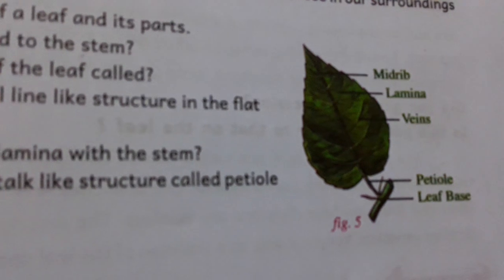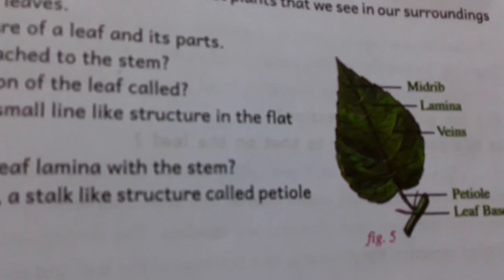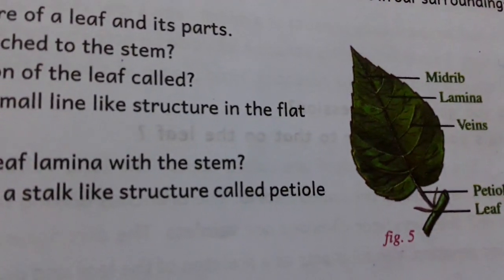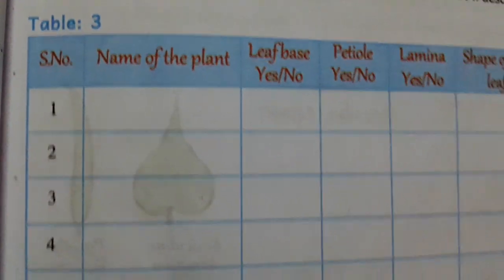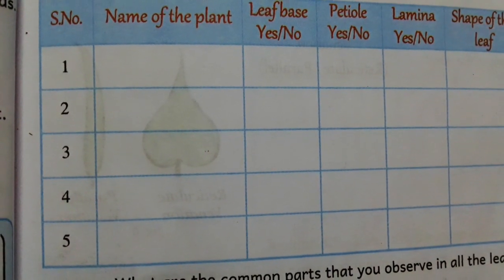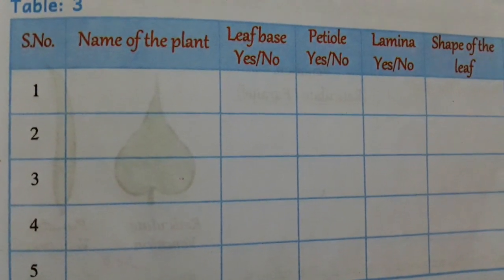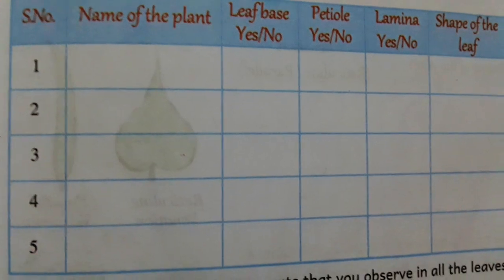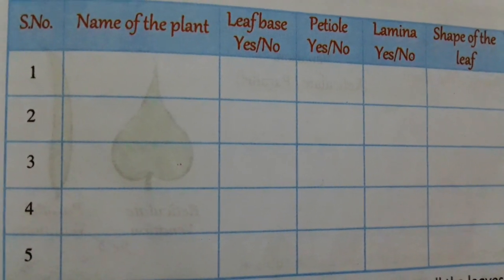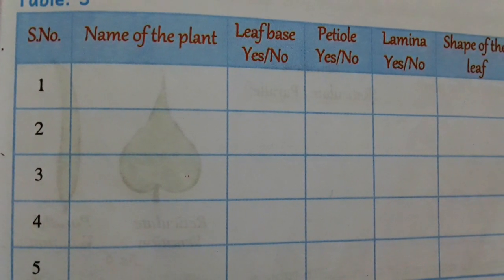Now you have to observe the parts of a leaf. See, leaf blade, petiole, veins, lamina and midrib. These are the basic parts of the leaf, and in your textbook they have given table 3. You have to write the name of the plant, and if it contains a leaf blade you write S, if it contains a petiole you write S, if it contains lamina you write S, and you mention the shape of the leaf, whether it is heart shaped or round shaped, in that tabular form.